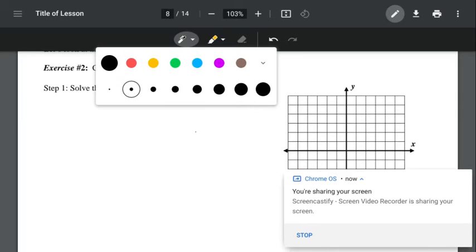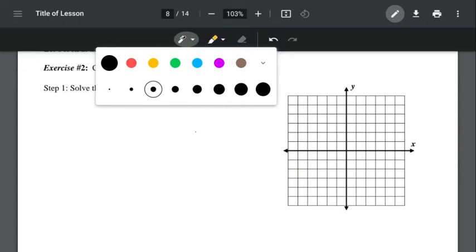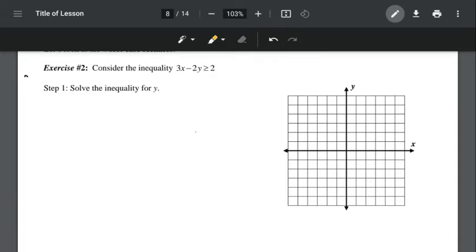So this is page 7, and we're continuing our work with graphing inequalities. Exercise number 2 says consider the inequality 3x minus 2y is greater than or equal to 2. So what we have to do here is solve for y first. So I'm going to rewrite my problem.